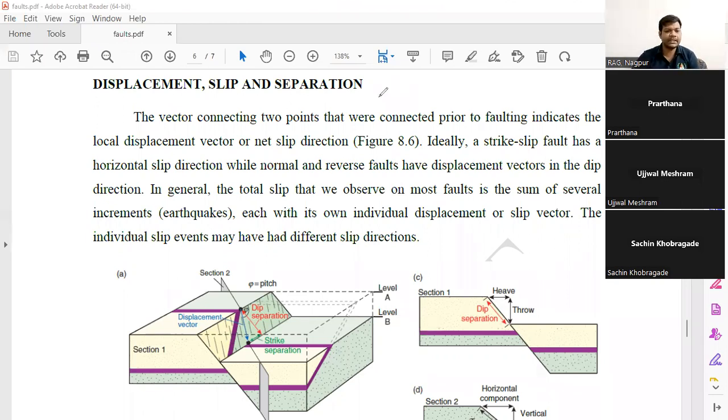The dip, displacement, slip, and separation. These are very important concepts while we are talking about faults. Now the vector connecting two points that were connected prior to faulting indicates the local displacement vector or net slip direction. Net slip direction means two points were once joined.